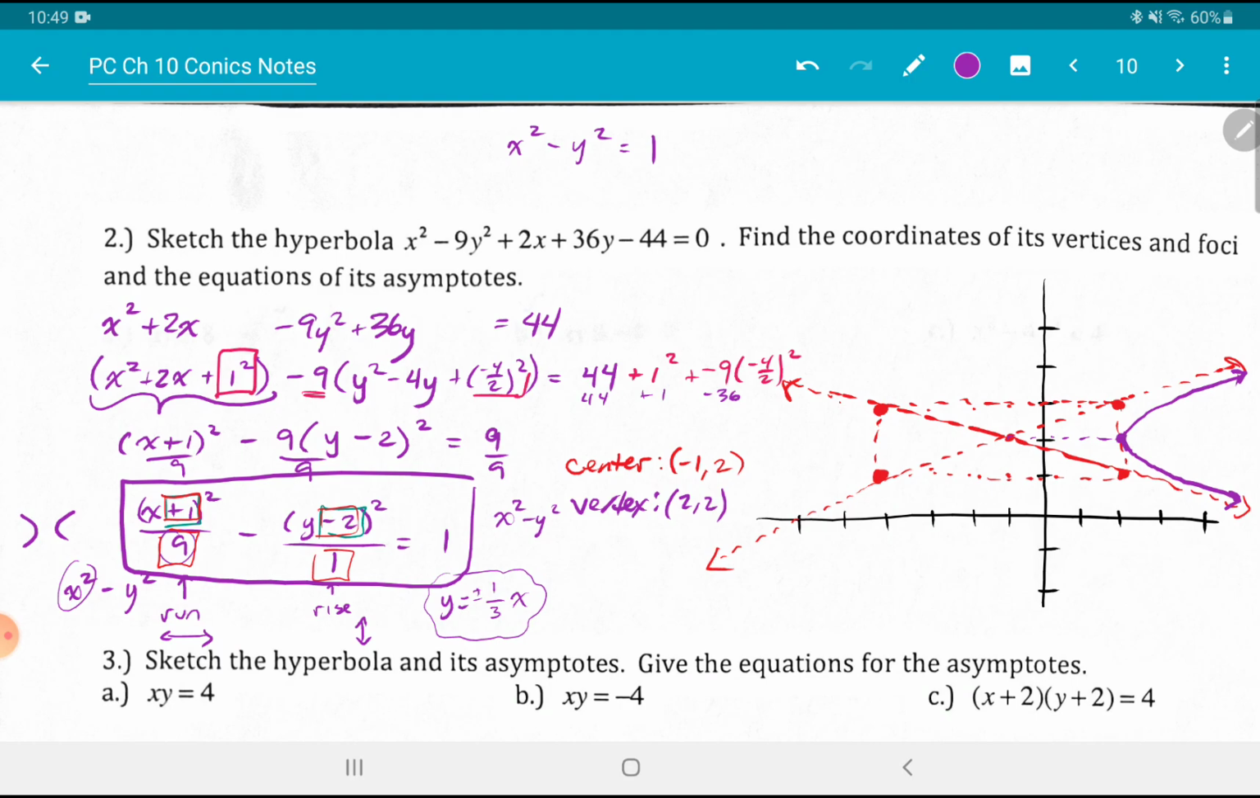Now let's draw the other one. Where's the other vertex? If we're at negative 1, 2, and we went to the right 1, 2, 3, we're now, or sorry, to the left 3, then we're going to be now at negative 4. Let's label them.